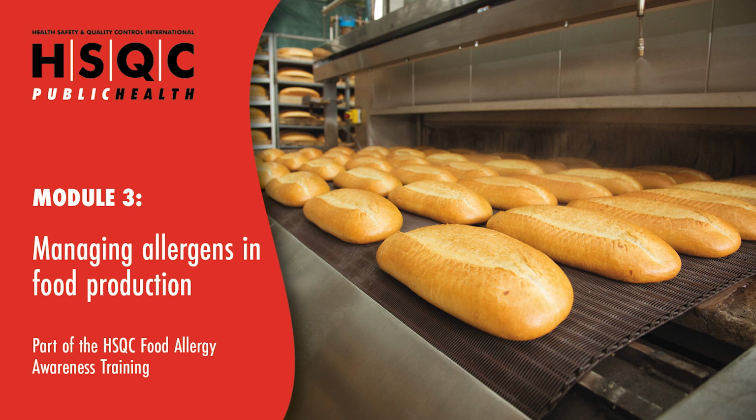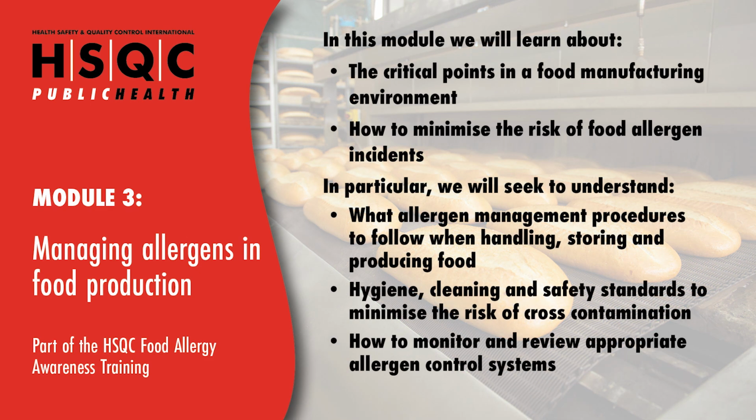Welcome to Module 3, Managing Allergens in Food Production, part of HSQC's Food Allergy Awareness training. In this module, we will learn about the critical points in a food manufacturing environment, how to minimize the risk of food allergen incidents. In particular, we will seek to understand what allergen management procedures to follow when handling, storing, and producing food, hygiene, cleaning and safety standards to minimize the risk of cross-contamination of allergens, how to monitor and review appropriate allergen control systems.